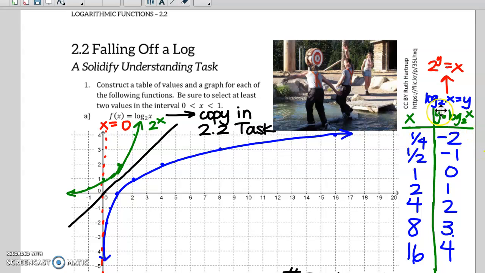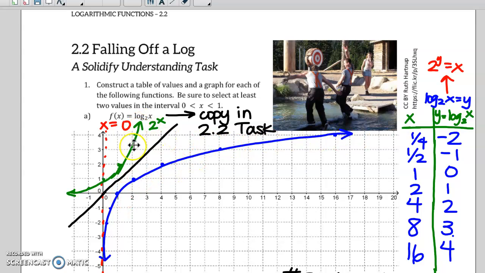So if I take 2 to the negative 2, I should get 1 over 2 squared, which is 1/4. If I take 2 to the negative 1, I should get 1 over 2 to the positive 1, which is 1/2, and so on. So I keep plugging these values in, and as I get those values, I'm going to plot those points.